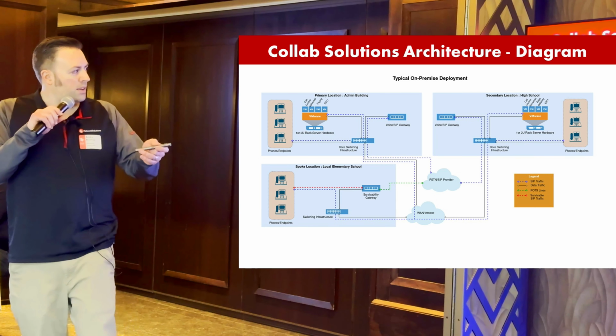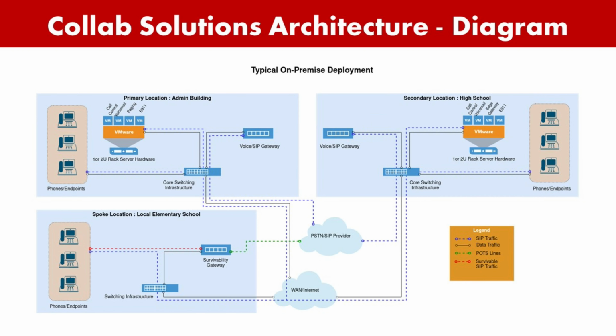So we've got two sites here, right? And I say admin building and high school. In the commercial world, that might be your primary, like your HQ, and this might be a DR site or another significant location. And we have a voice/SIP gateway.